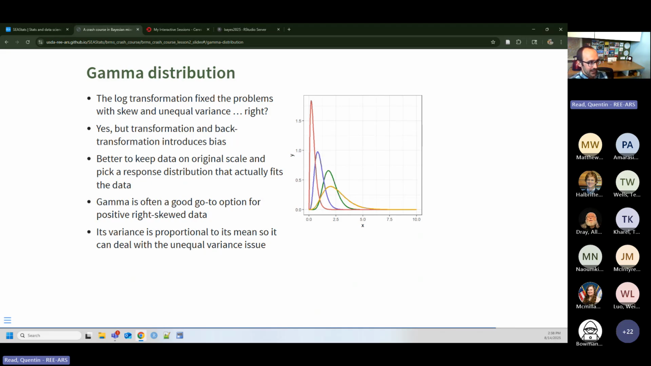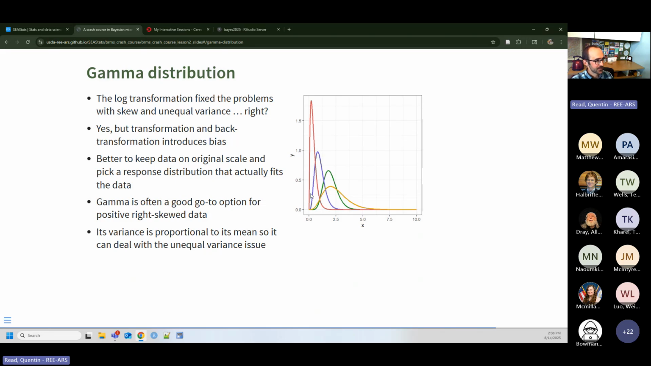So I think it's a better practice to keep the data as they are on their original scale and pick a model that fits the data instead of trying to make the data fit the model. Let's pick a response distribution that actually looks like the distribution of error that we get. And a distribution you can use in this case is the gamma distribution. If I have positive and right skewed data, like it's got a lot of low numbers and a few high numbers and they're all positive, the gamma distribution fits that really well.